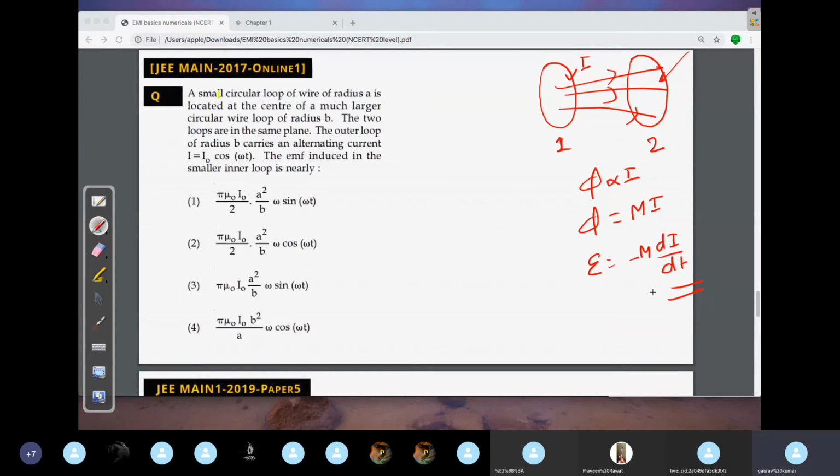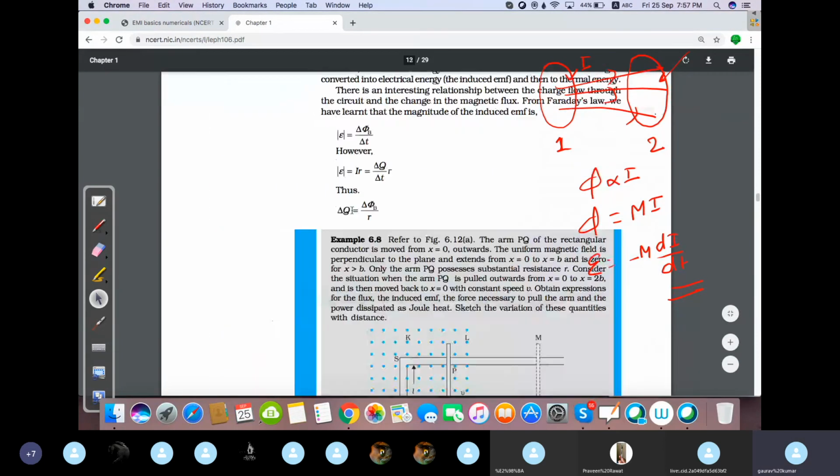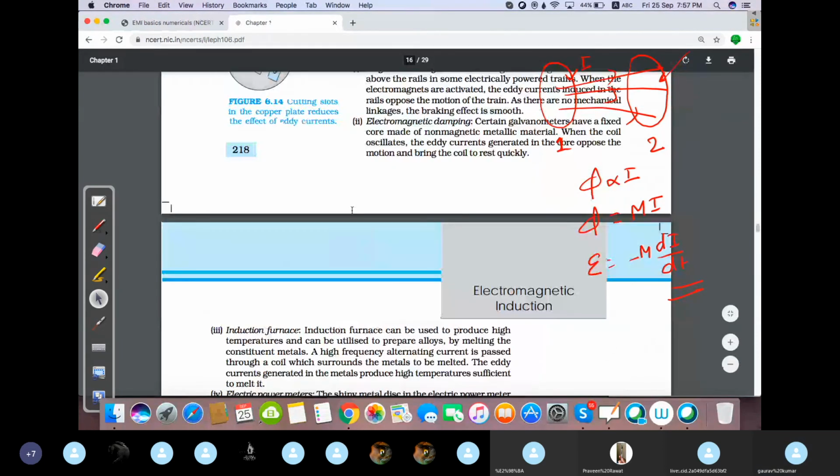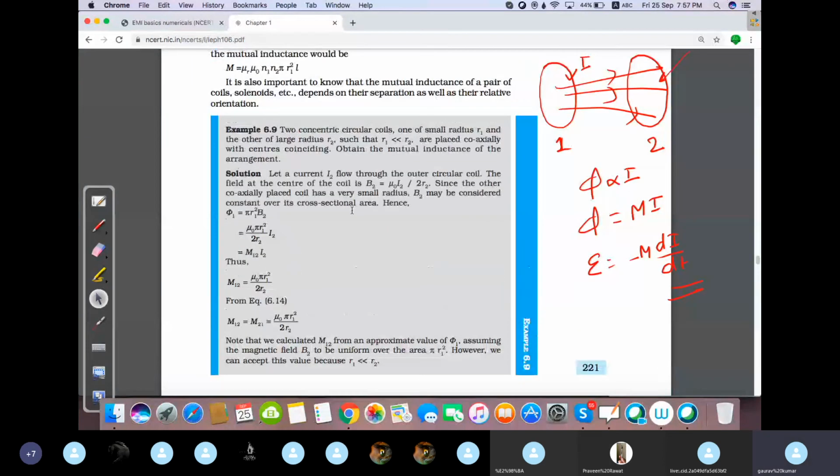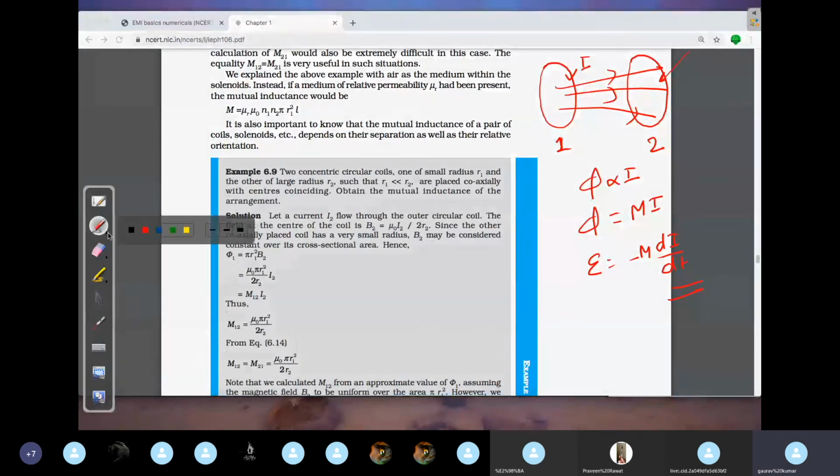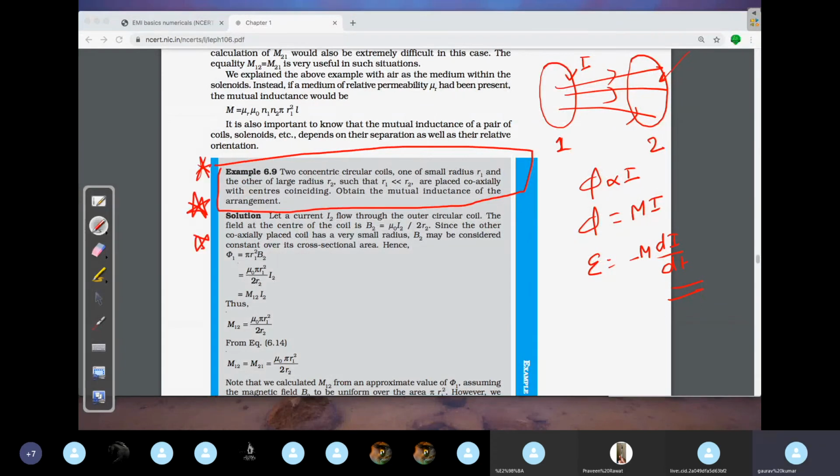This question is given in the NCERT textbook also. This particular question is given here. You can take a screenshot after the class. A very, very famous question. You want to take a screenshot for this question, 6.9. After the class, you can always have a look over it. Okay, let's solve this question.